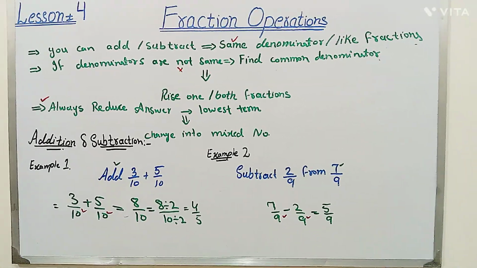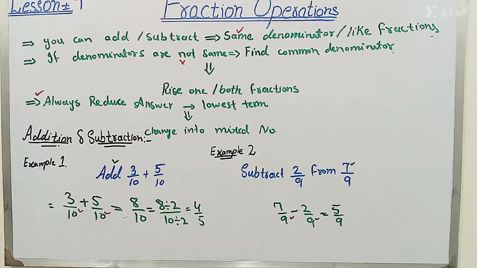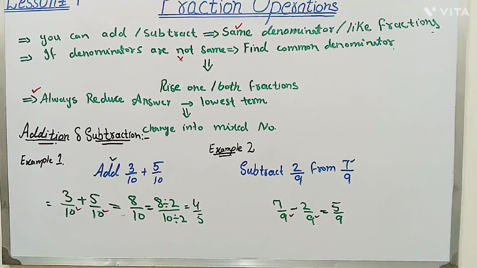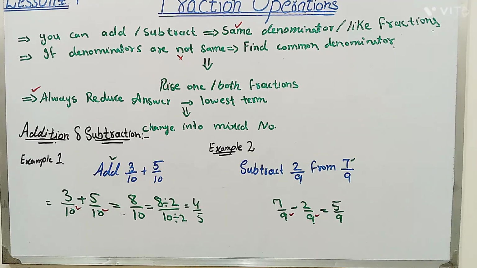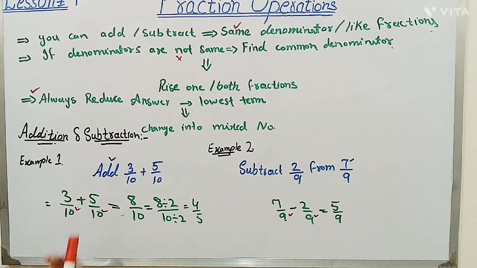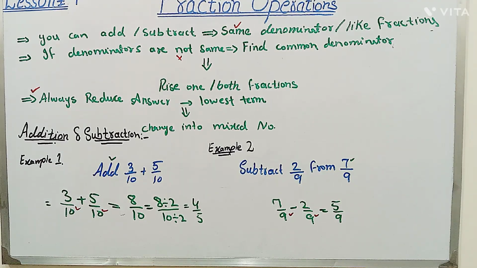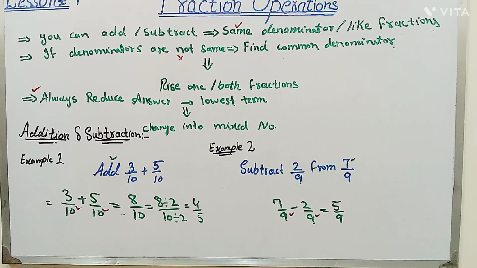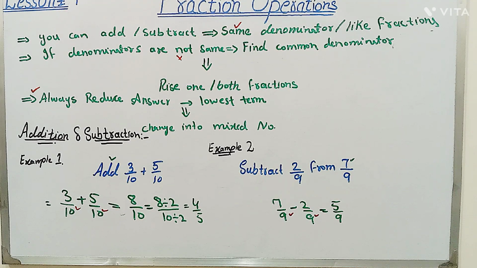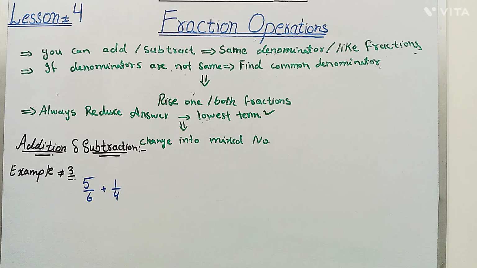So I think you completely understand how you can add and subtract like fractions, when the denominators are the same. It's very easy. You can directly add or subtract them. But denominators will not be added or subtracted. They will be the same in the question and in the answer. But numerators will be added or subtracted. Example number 3: 5 over 6 plus 1 over 4.